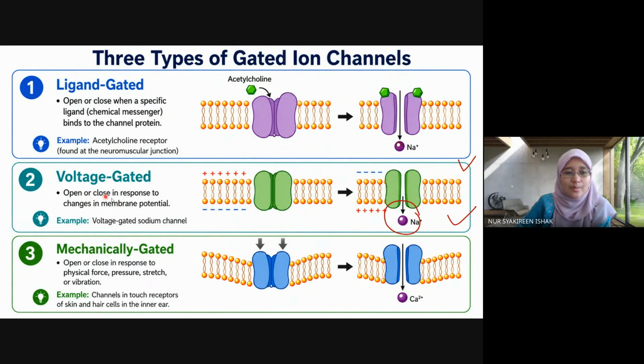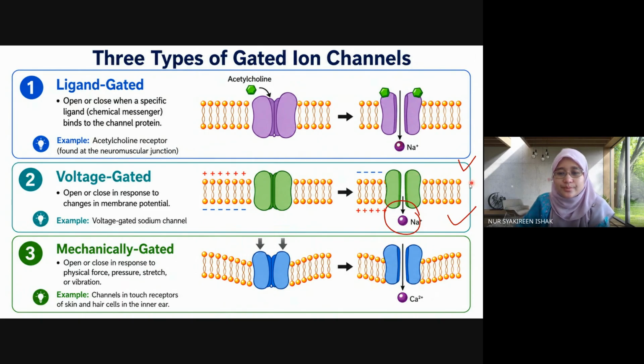A voltage gated channel opens or closes in response to changes in membrane potential. What is membrane potential? The difference in electrical charge inside and outside the cell. Inside, usually it is negatively charged. Outside, usually it is positively charged. Because we are looking at a neuron cell, at the axon region, there will be voltage-gated sodium ion channels that open if the membrane changes its electrical charge from negative to positive. It opens the voltage-gated channel to allow more sodium to enter and causes the generation of an electrical impulse in that neuron.